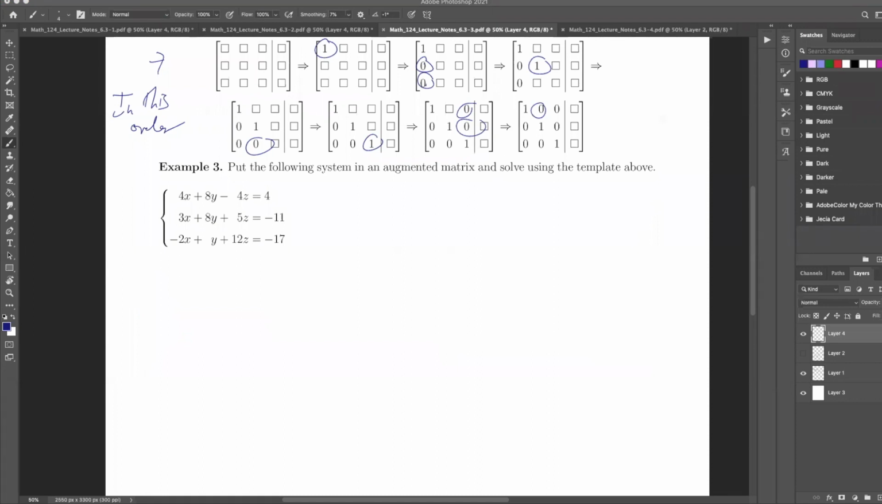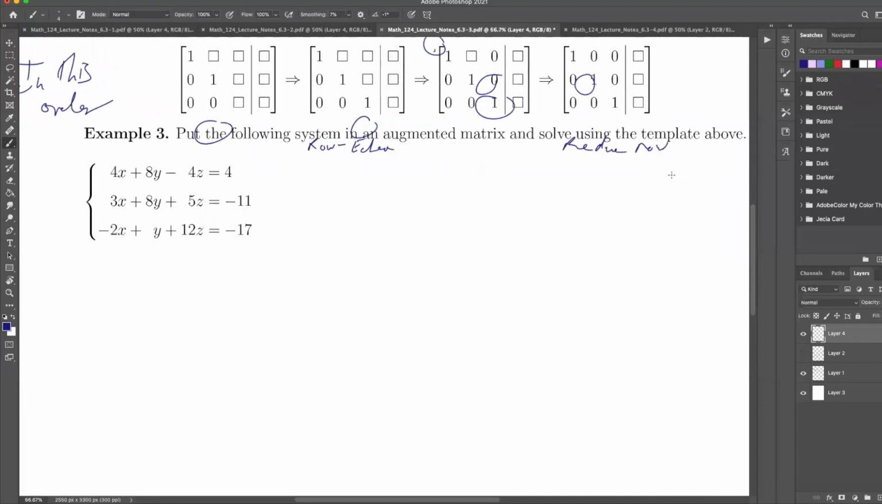All right, so let's do the next one. This one, we're going to have to do all of this. Just for your information, this is what we call row echelon form. So this is the row echelon form, and this is the reduced row echelon form.